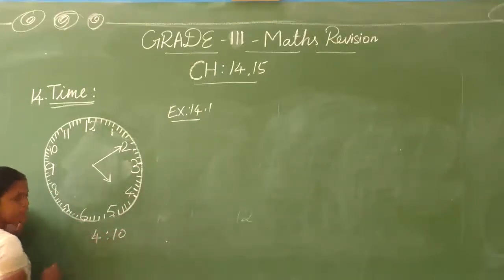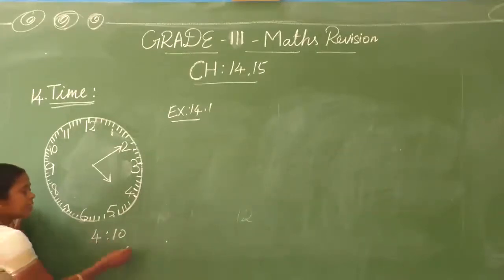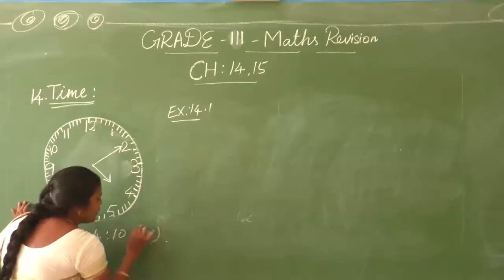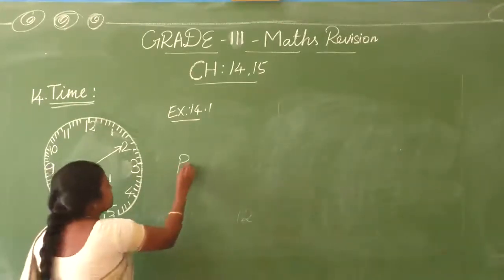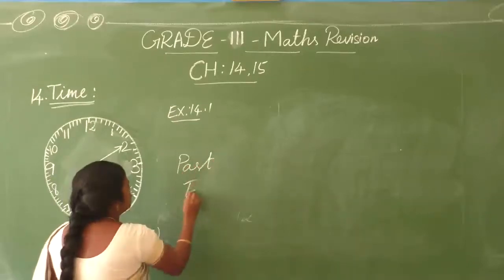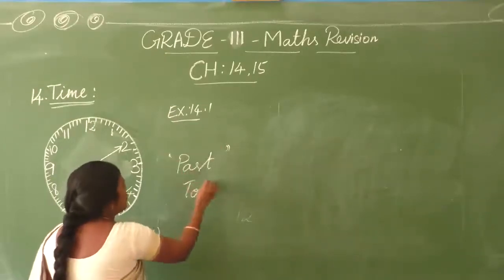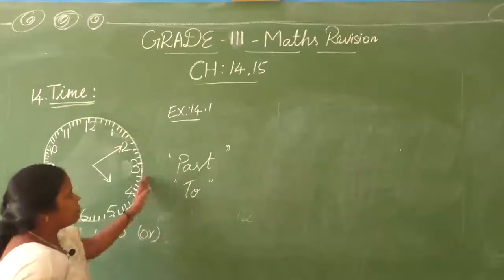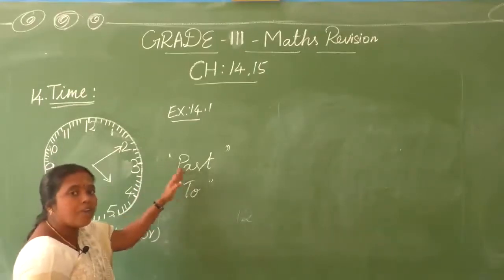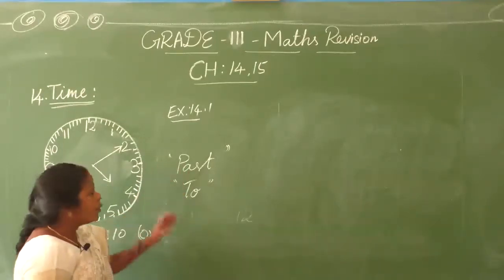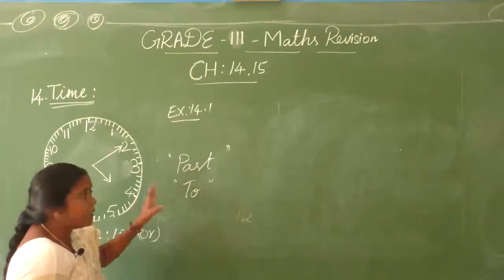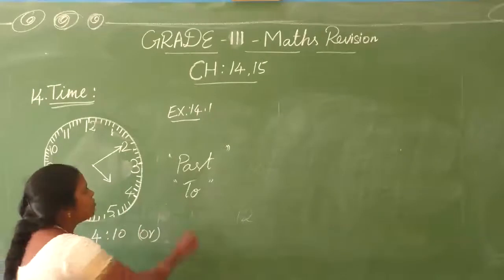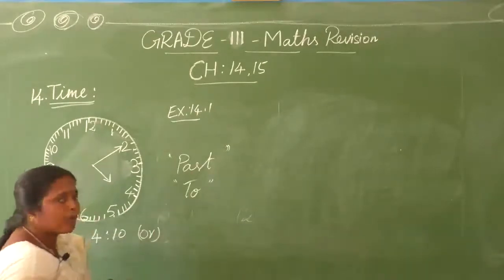4 hours 10 minutes. Otherwise, how do you tell? How to read the time? In 2 ways: one is past, another one is to. Using these 2 ways, you can read the time. Quarter past, half past, three-quarters, quarter to, half to, like that you can use. These are familiar words in time. Past means what? That is over, time over.